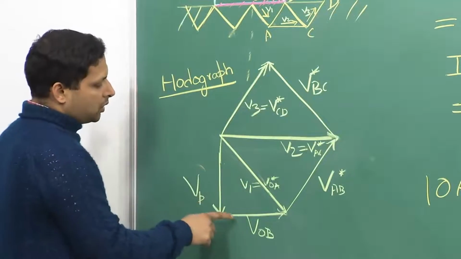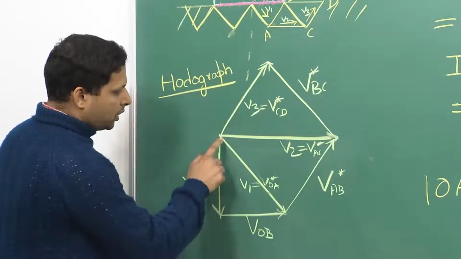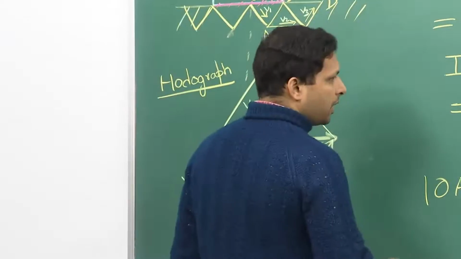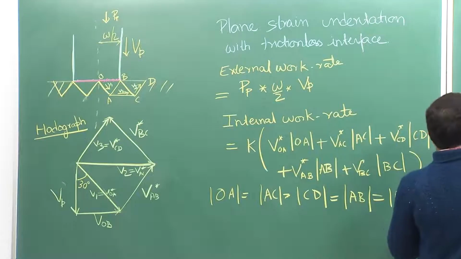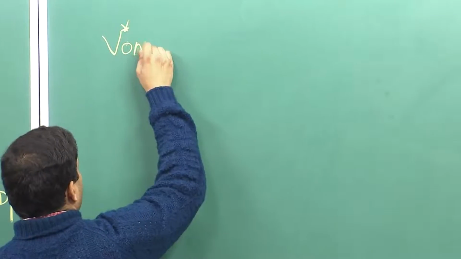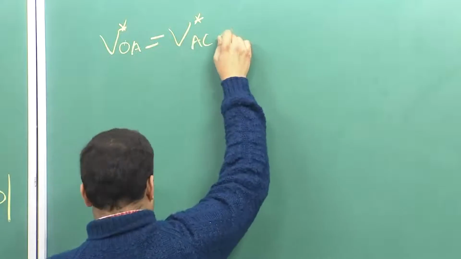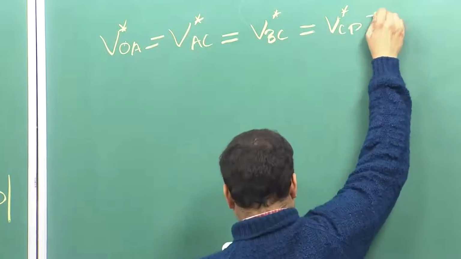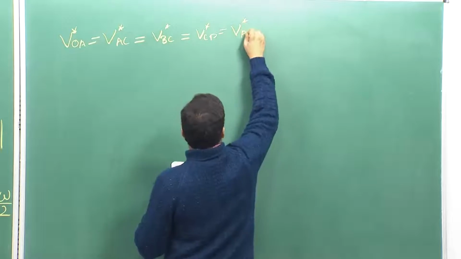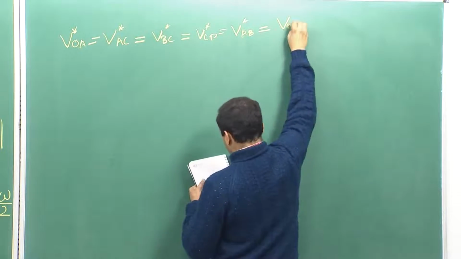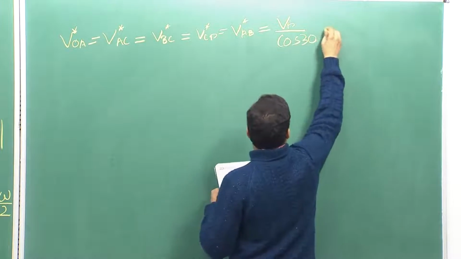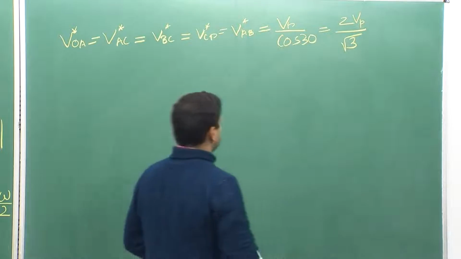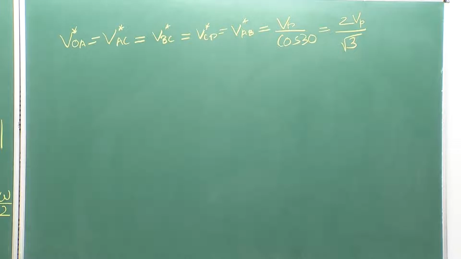So, what is the angle over here? If you look over here, this angle would actually come out to be 30 degrees, and that would imply that the velocities would come out, in terms of Vp, to Vp by cos 30, which is equal to 2 Vp by root 3. So, now we have related all the velocities to the velocity we know, which is Vp.